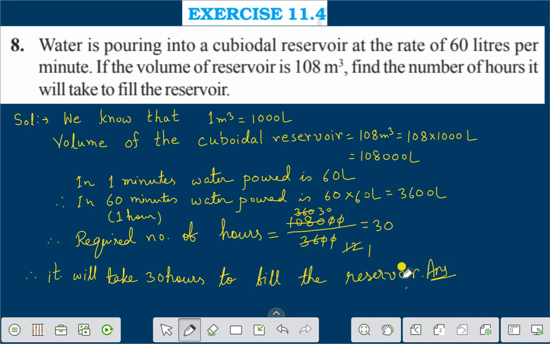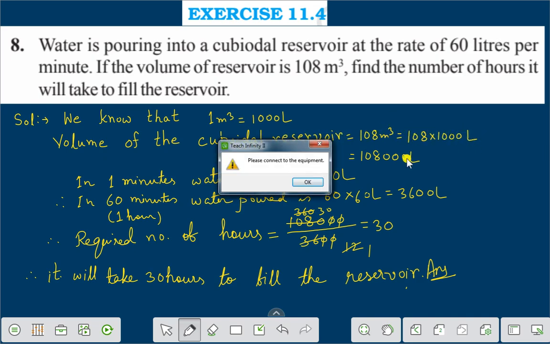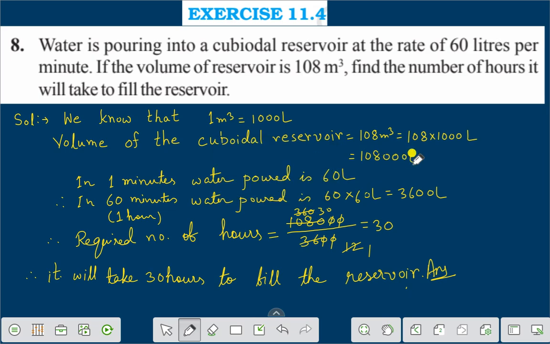Dear friends, again we are repeating. We know that 1 meter cube equals 1000 liter. Therefore, the volume of the cuboidal reservoir equal to 108 meter cube is equal to 108 into 1000 liter, and that is equal to 108,000 liter. Here, in 1 minute, water poured into the reservoir is 60 liter. Therefore, in 60 minutes, that means in 1 hour, water poured is 60 into 60 liter, that is 3600 liter. Therefore, the required number of hours equals 108,000 by 3600, that comes to 30. Therefore, we can say that it will take 30 hours to fill the reservoir.